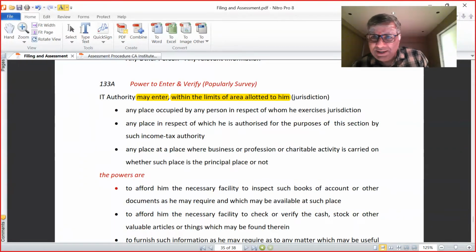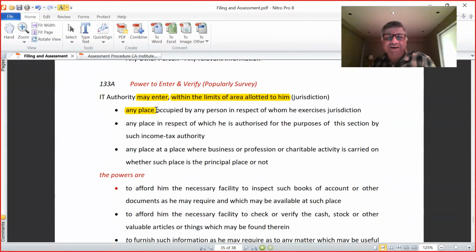Suppose the IT authorities of our friend Venkatesh, who is also in Nungambakam, have jurisdiction over Nungambakam. So what happens? Venkatesh, knowing IT authorities will come, goes to Pioneer's house in Avadi and tells the income tax officer to ask the Avadi jurisdiction people to come. Any place occupied by a person over whom I have jurisdiction.